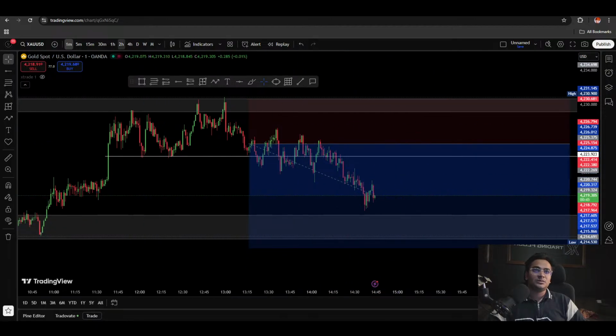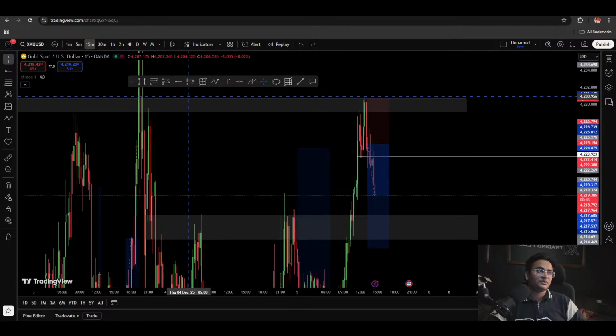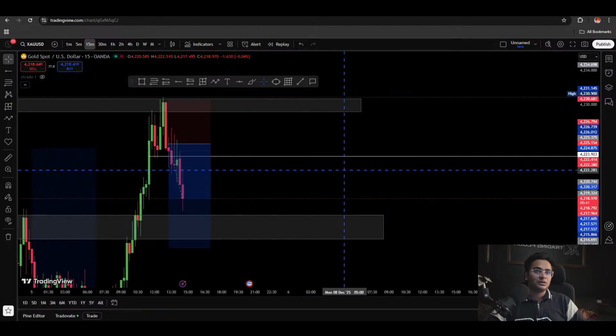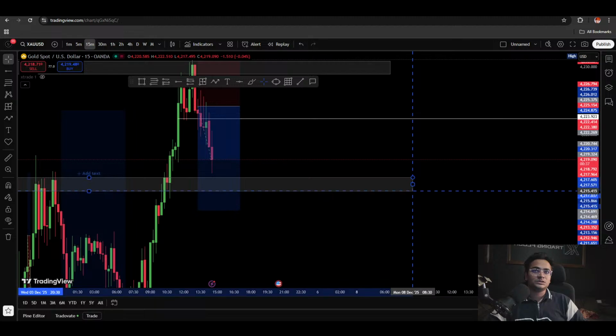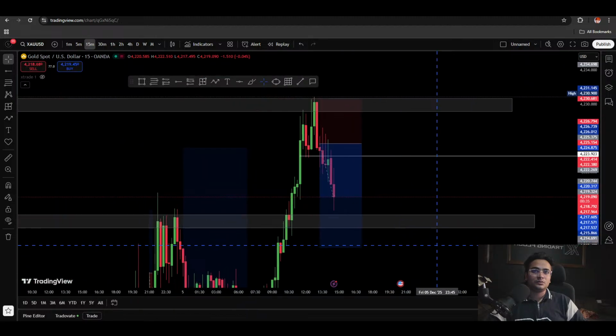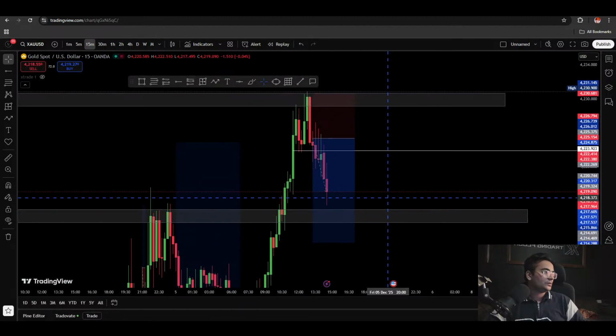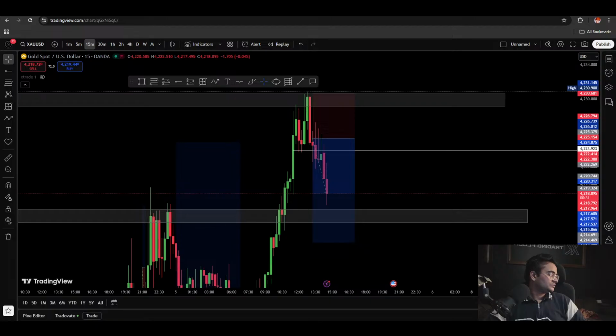But at the same time, let's see. We cannot say anything for certain. In 1 minute, we have the 15-minute closure. We have this area which price will react to. Let's see.